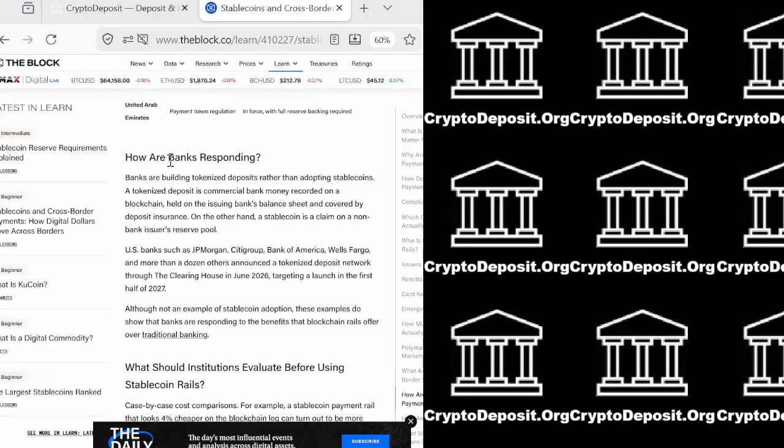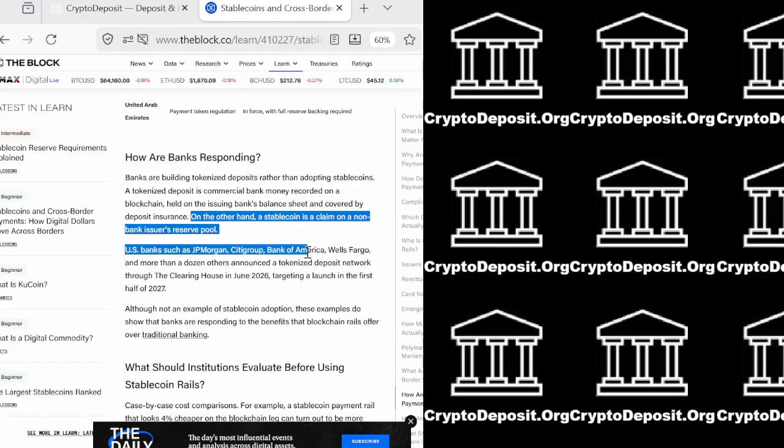So how are banks responding? Banks are building tokenized deposits rather than adopting stablecoins. That's an interesting comment. A tokenized deposit is commercial bank money recorded on a blockchain, held on the issuing bank's balance sheet and covered by deposit insurance. On the other hand, a stablecoin is a claim on a non-bank issuer's reserve pool.